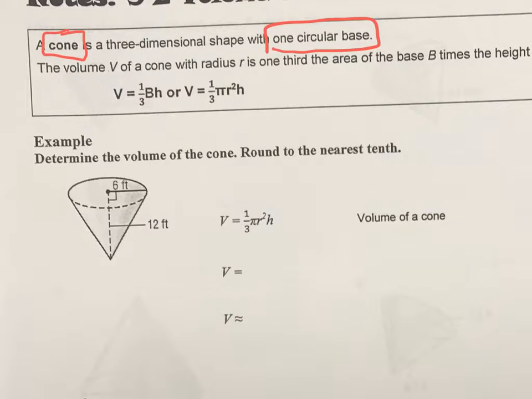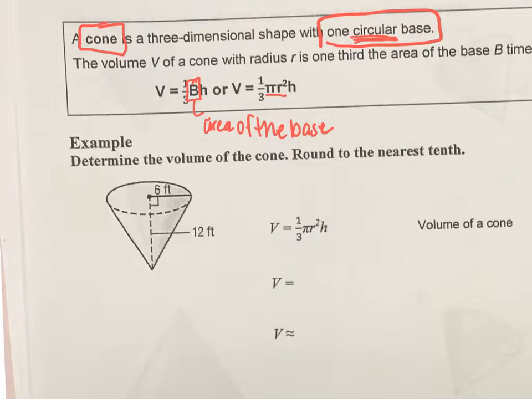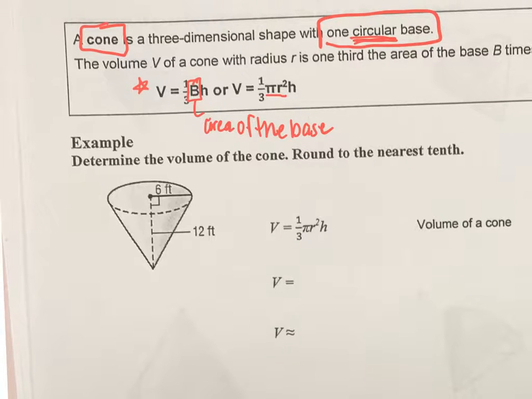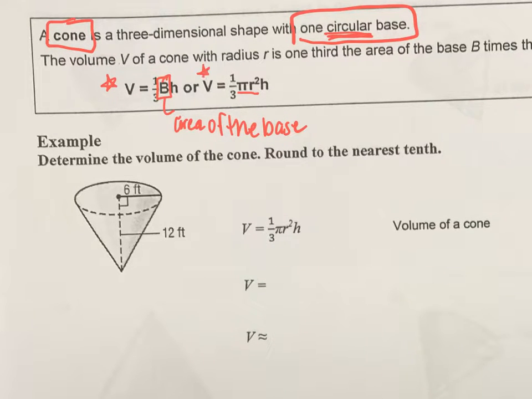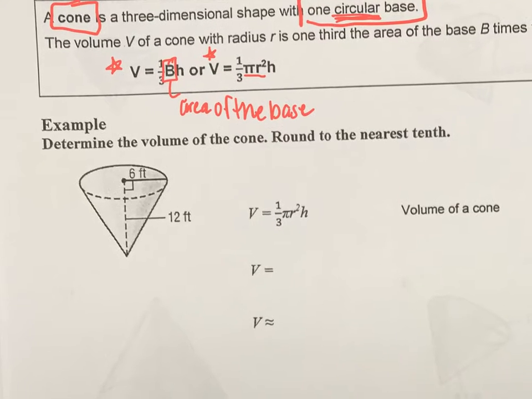And remember, capital B is the area of the base. But since we know our base is a circle, we have to use the area of a circle formula, pi r squared. This is what they'll give you on your reference sheet, but I want you guys to write this down because that's really what you're doing, okay?